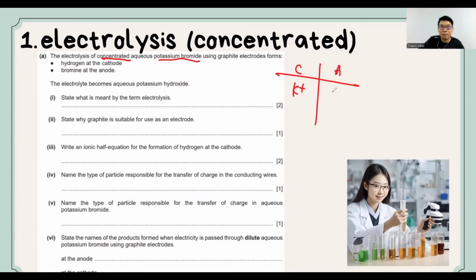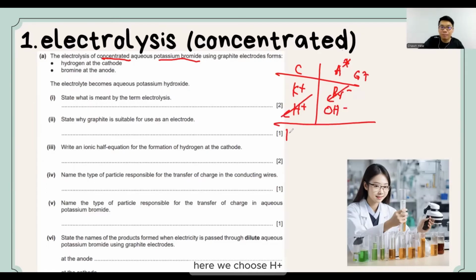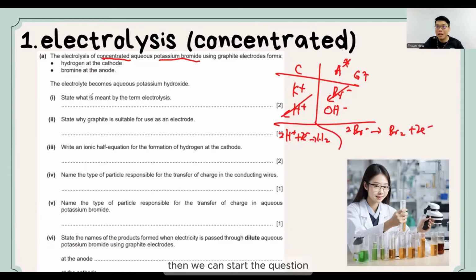We go for the paper 4 question that says the electrolysis of concentrated potassium bromide using graphite. Concentrated means we will choose group 7 at anode. Here we choose hydrogen. Here we choose bromine. Then we can start the question. They say hydrogen will form at cathode, correct. Bromine will form at anode, correct. Then it says the electrolyte becomes aqueous potassium hydroxide. After we discharge hydrogen and bromide, the ions that are left there are potassium and hydroxide. That's why we will be left with potassium hydroxide.